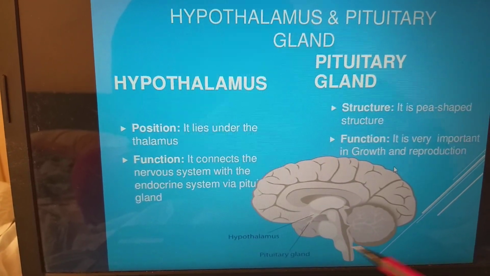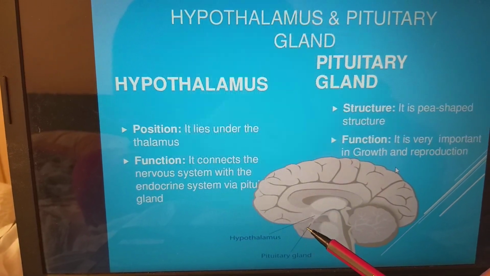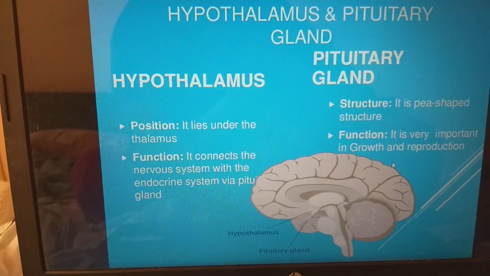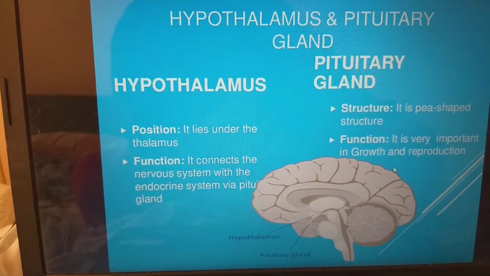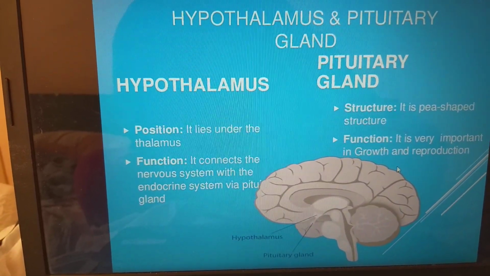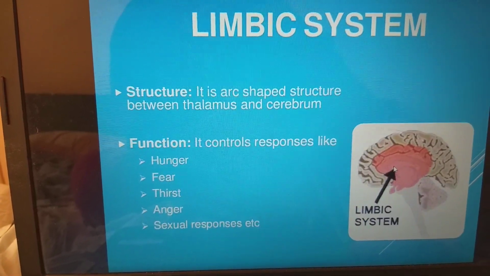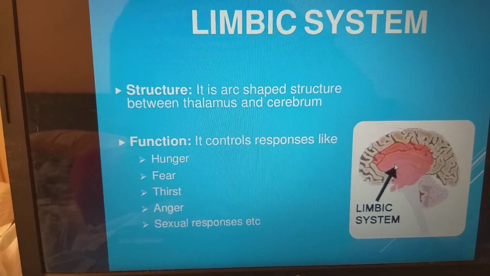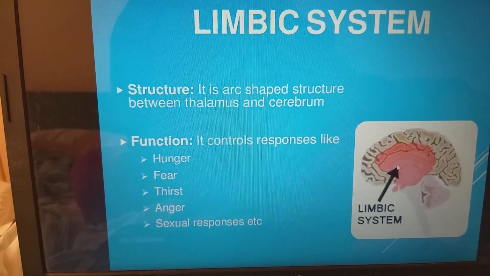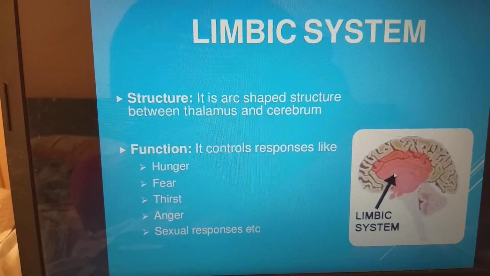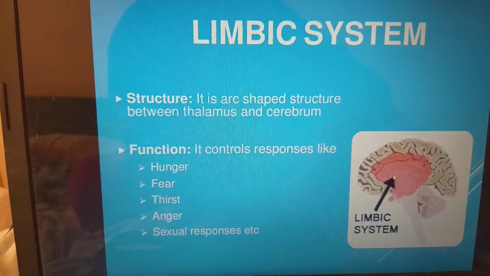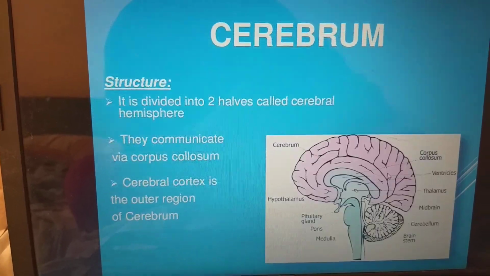Pituitary gland, it is a P-shaped gland. Here we have the pituitary gland. It is a P-shaped structure. It is very important in growth as well as in reproduction. Many hormones will be produced from the pituitary gland. If you want this in detail, please do check my previous videos. Coming to the next, limbic system. It is an arch-shaped structure between the thalamus as well as the cerebrum. Functioning: it controls our emotions as well as responses like hunger, fear, thirst, anger, sexual responses, etc.